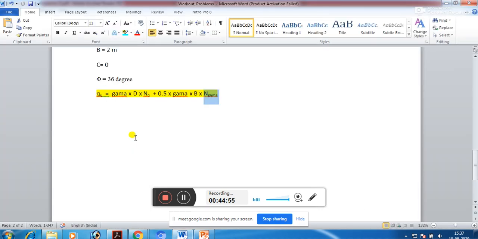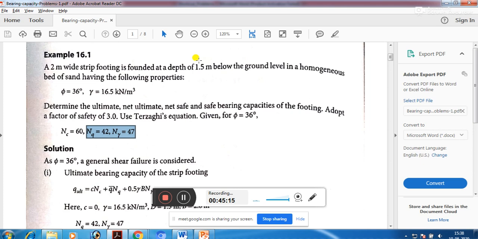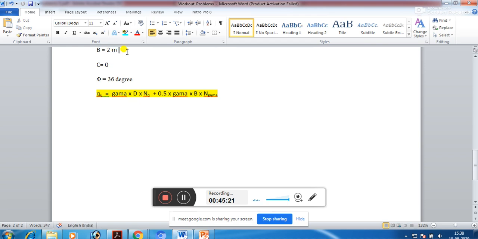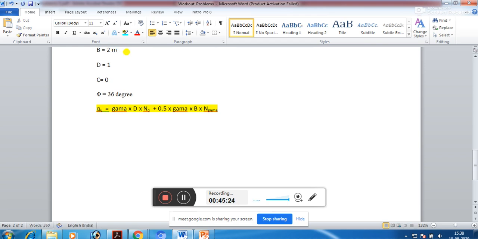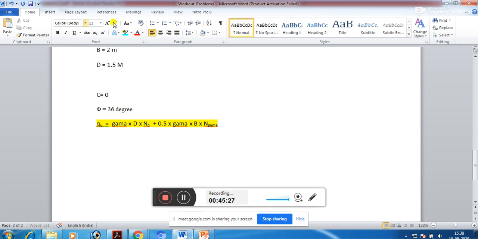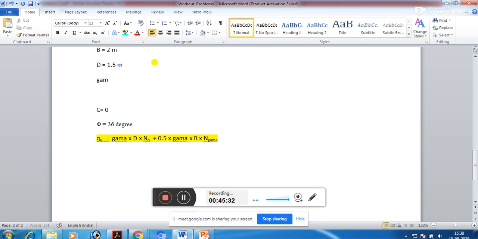Okay. Now once you know the value of NQ and the value of N gamma, do you need to know any other thing in this equation to solve the problem? What will be the value of B? B is equal to 2 meter. And what is the depth of the footing? Is it given in the problem or not? It is given. See, the depth of the footing is 1.5 meter below the soil. So D is equal to 1.5 meter, and your gamma is given as 16.5, right?